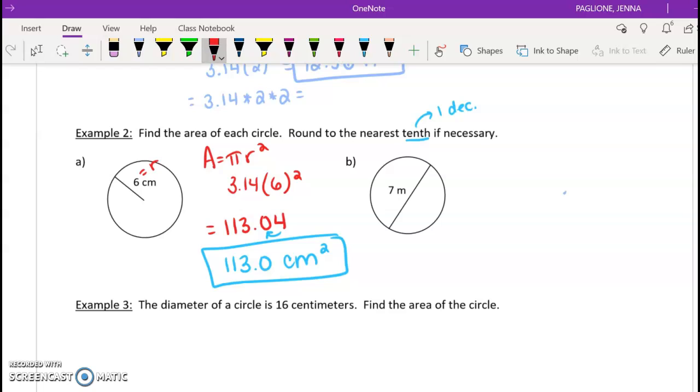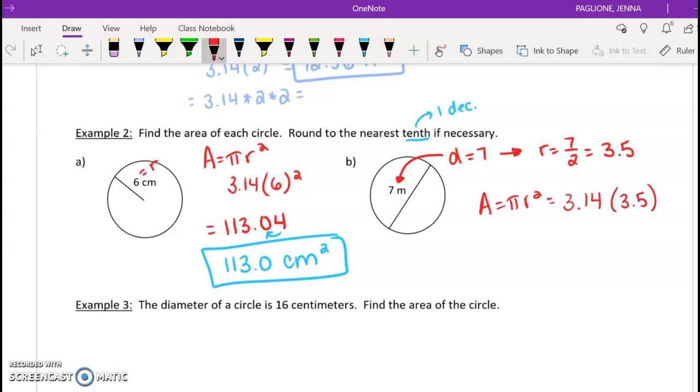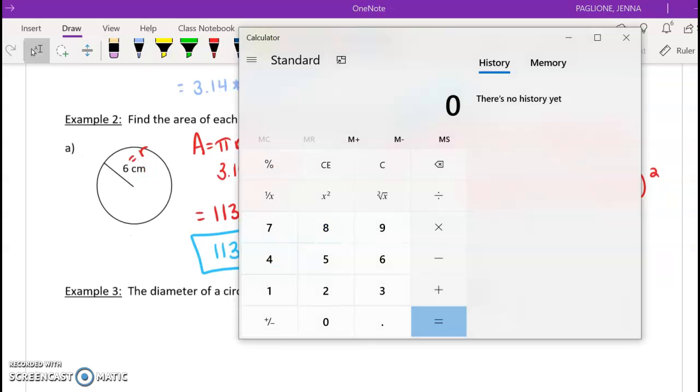Part B is a little bit different because they gave me the diameter. So the diameter is 7. Okay, so to find the radius, I have to take the diameter, which is 7, and divide by 2, which gives me 3.5. Go into my formula here. My formula is that area is pi r squared. So 3.14 times 3.5 squared. Okay, so if I go into my calculator here, so that's 3.14 times 3.5, and remember this right here is my squared button.